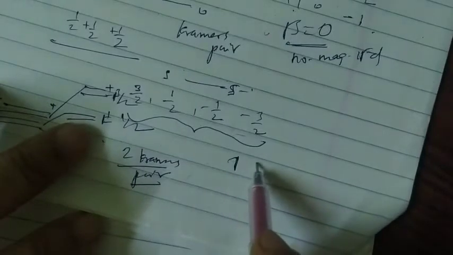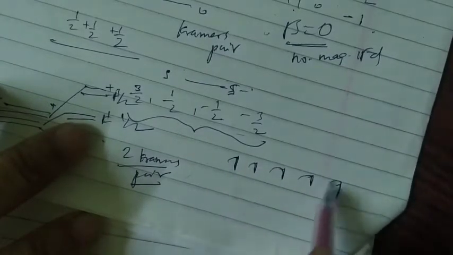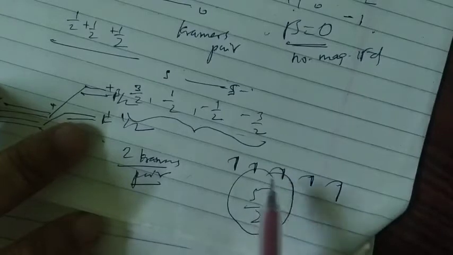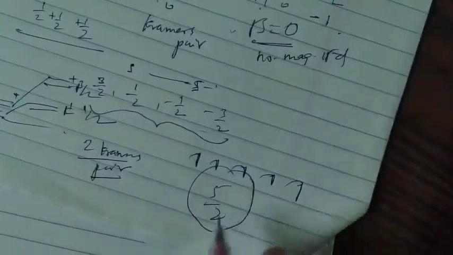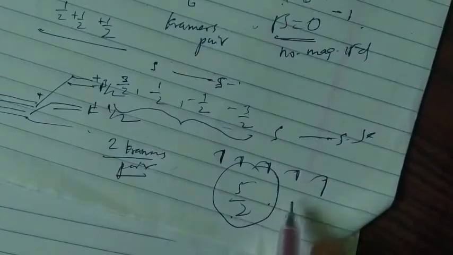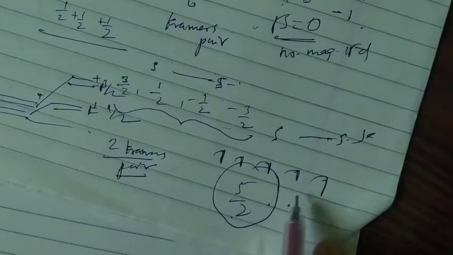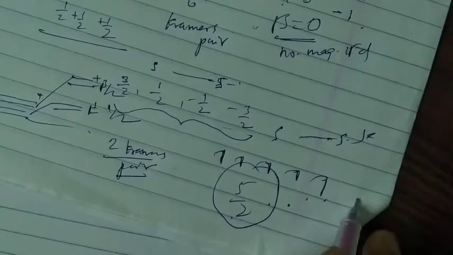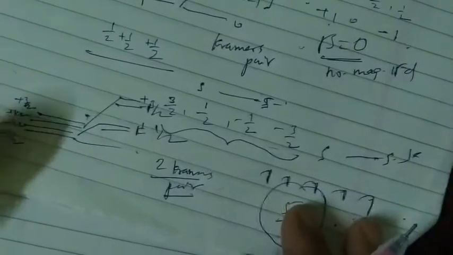Like this, for 5 unpaired electrons, 1 2 3 4 5, that is S equal to 5 by 2. From S to minus S, the values are 5 by 2, 3 by 2, half, followed by minus half, minus 3 by 2, minus 5 by 2, so 6 levels. That means 3 Kramers' pairs are going to be observed here.